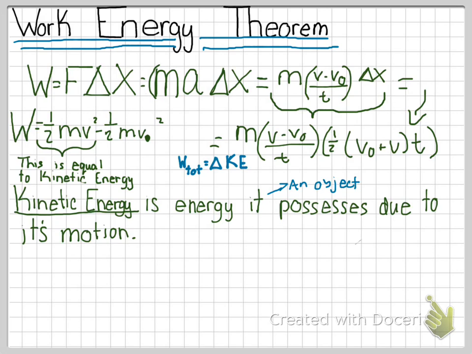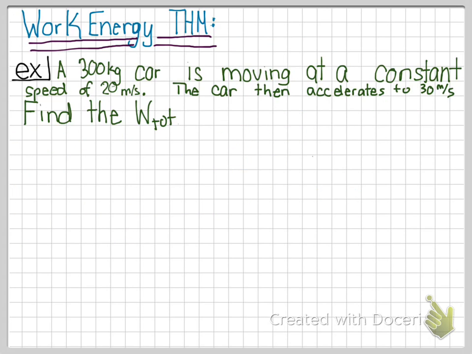So let's try an example. A 300-kilogram car is moving at a constant speed of 20 meters per second. The car then accelerates to 30 meters per second. Find the work total. So, the first thing we're going to do is write out the work-energy theorem. And then we're going to plug in our variables.